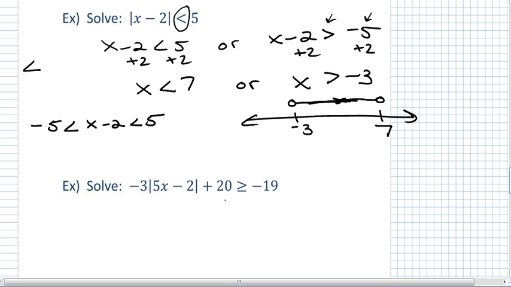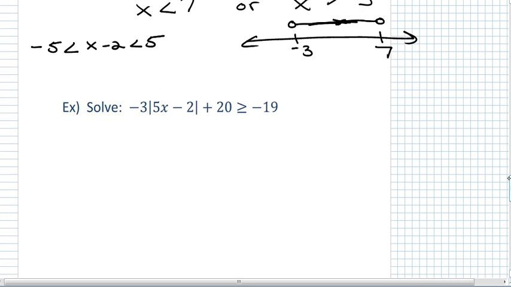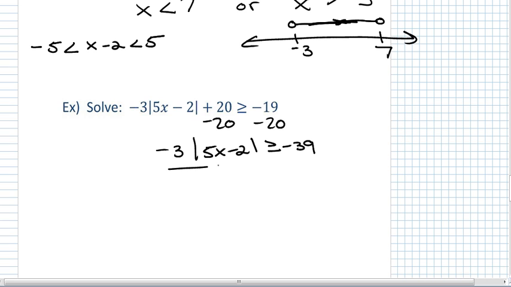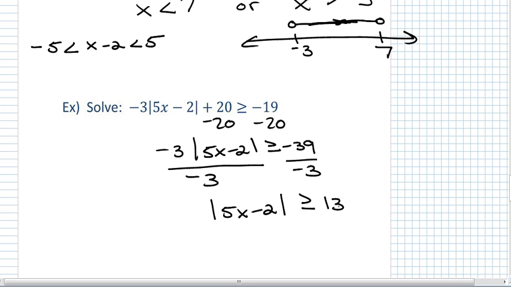So here's one. Let's isolate the absolute value. This is more complex. So let's subtract 20. And then we have -39. And then we divide by -3. So the absolute value of 5x minus 2 is less than or equal to 13. Actually, sorry, less than or equal to, and I wrote greater than, less than or equal to 13.